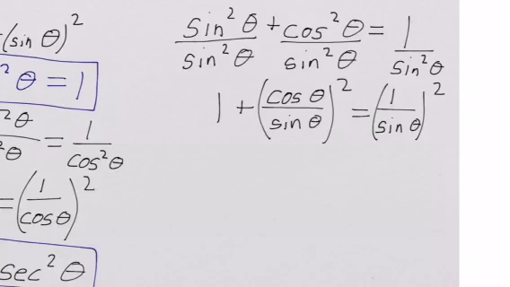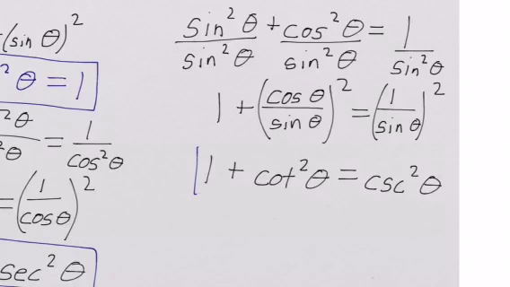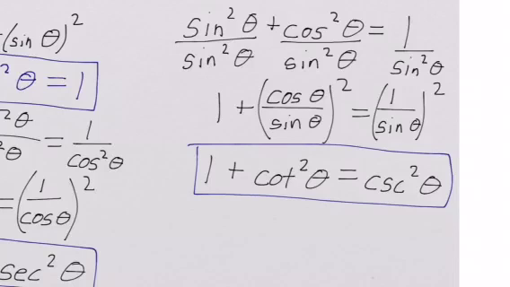And then cosine theta over sine theta is the cotangent, so I get 1 plus cotangent squared of theta is equal to cosecant squared of theta. So these are the 3 Pythagorean identities.